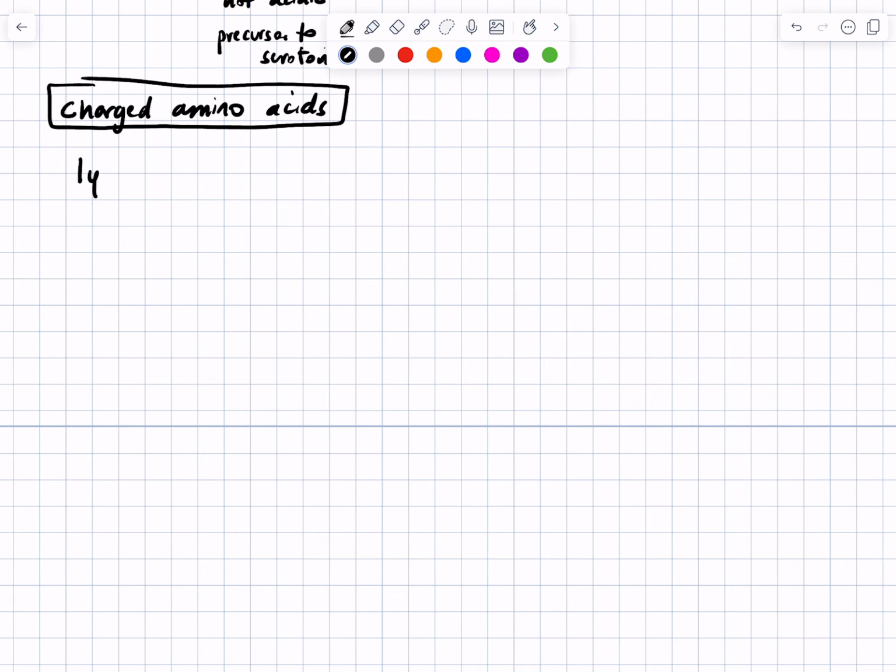The first one is called lysine. Its three-letter code is LYS, and its one-letter code is K. That's another one that doesn't make sense. We already used L for leucine. There's no K in the word lysine, but you've got to make a call somewhere.